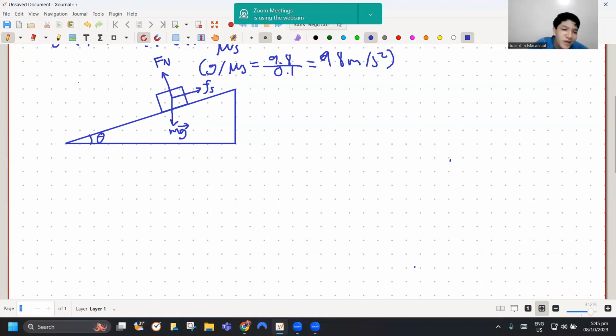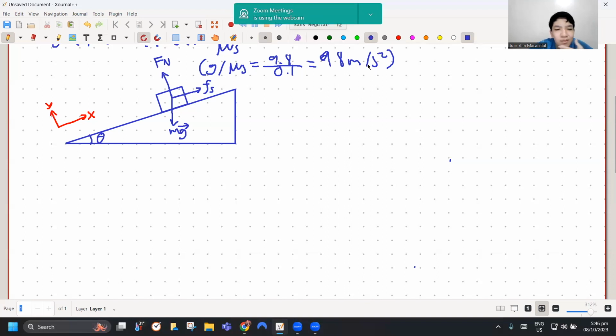Would it make more sense if the axes are like this? Actually, ang ginagamit kong axis, yung x-axis parallel sa inclined plane. Tapos, upwards yung positive direction. Yan yung best na ano dyan. Yun lang, kailangan mo i-decompose yung mg into x and y components.